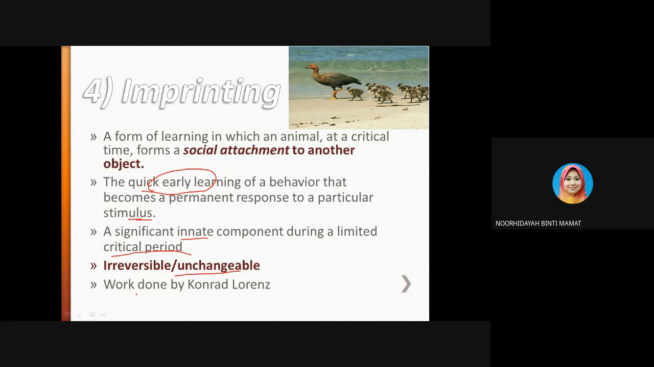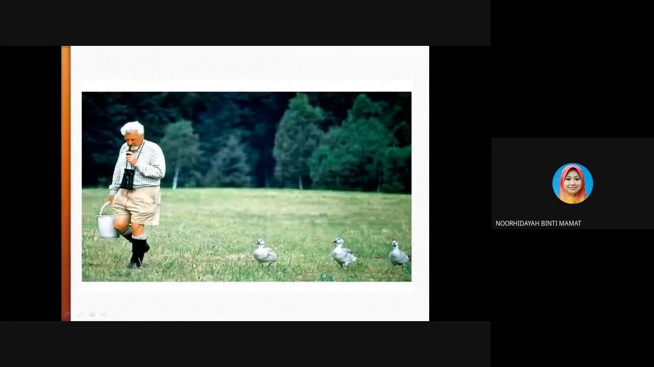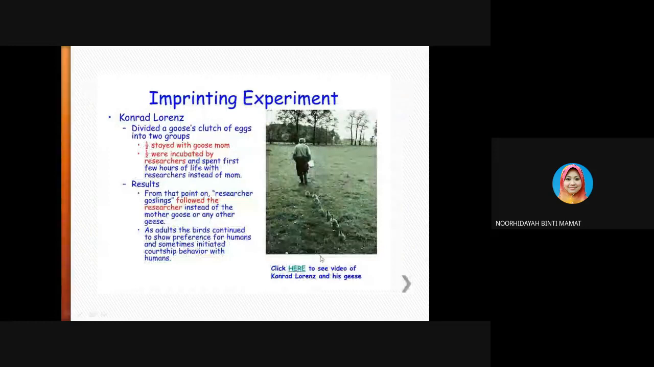Okay, and this work was done by Konrad Lorenz. So this is Konrad Lorenz, and this is what we call imprinting. What is that? So, the imprinting experiment. In the experiment, Konrad Lorenz divided a goose clutch of eggs into two groups. Half of the clutch stayed with the goose mom, so this is the normal condition.